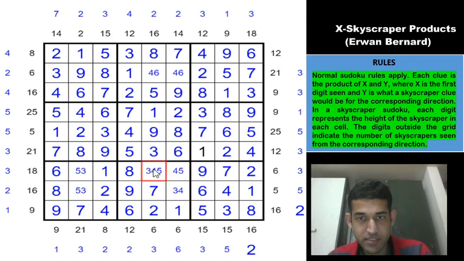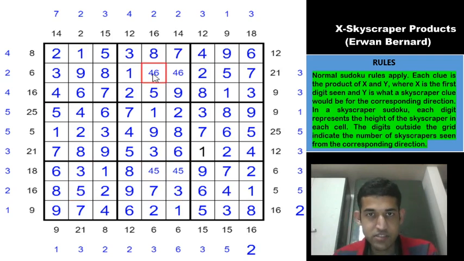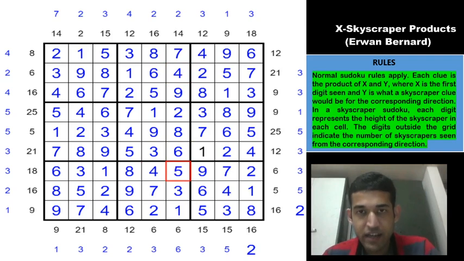and this is a 3 now, because 6 is here, and this is also 4 5, which gives us a 3 here, a 3 here, a 5 here, and this 6 gives us a 6 here and a 4 here, and this 4 can be used to resolve the 4 5 pair. And with that, we have completed this really fun to solve and entertaining X-Skyscraper Products Sudoku by Erwan Bernard.